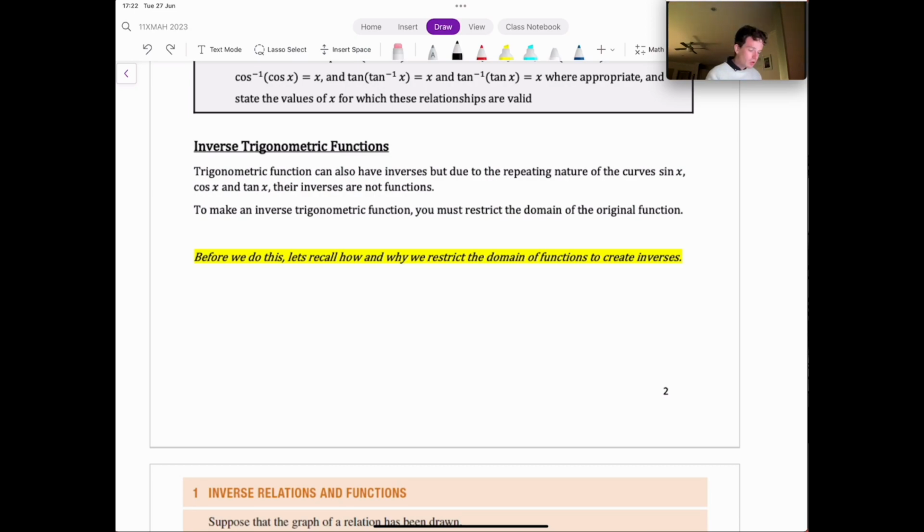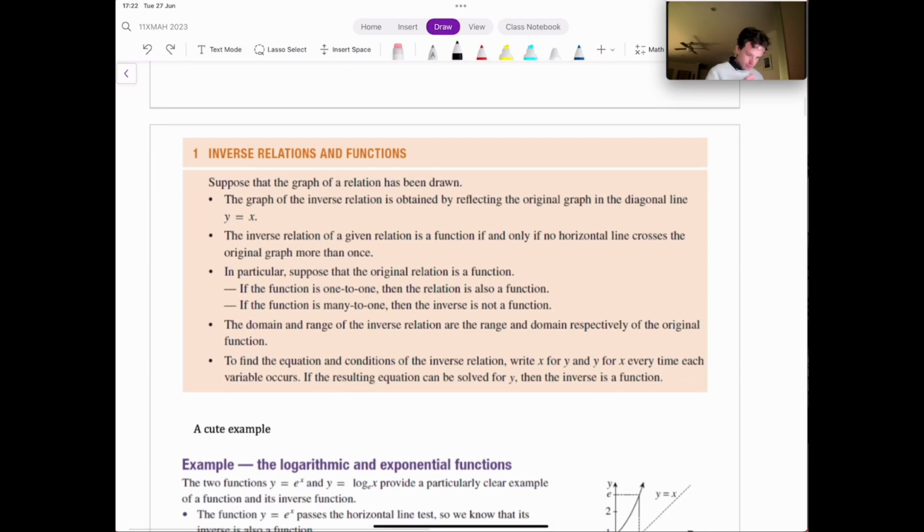Now, before we do this, let's recall how and why we restrict the domain of functions to create inverses. Suppose a graph and its relationship has been drawn. The graph of the inverse relation is obtained by reflecting the original graph along the diagonal y equals x. You should all remember that. The inverse relation is a function if and only if no horizontal line crosses the original graph more than once. In particular, suppose that the relation is a function. If the function is 1 to 1, then the inverse relation is also a function. And if the function is many to 1, then the inverse is not a function.